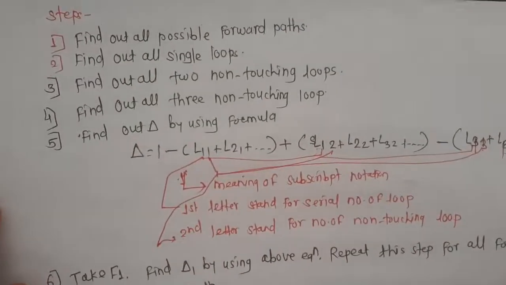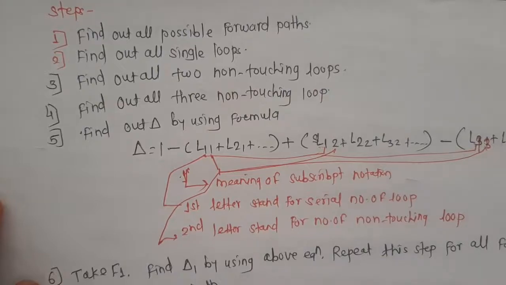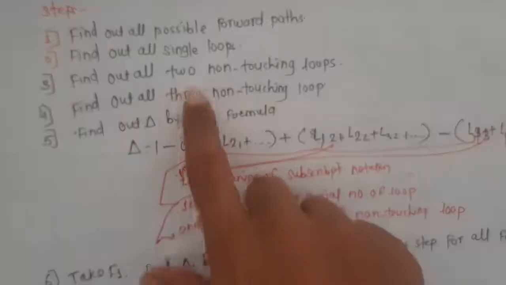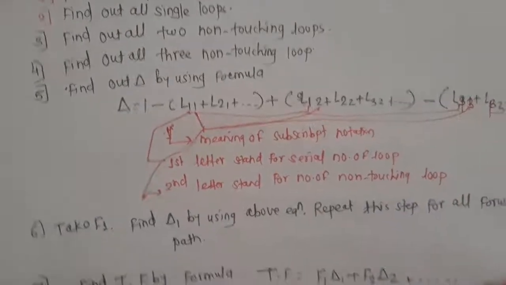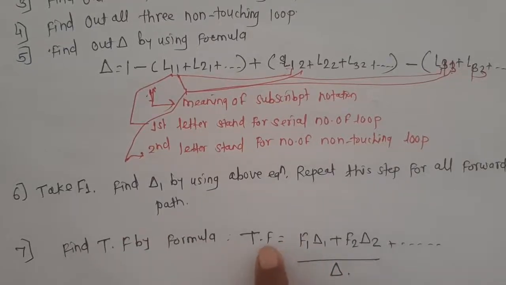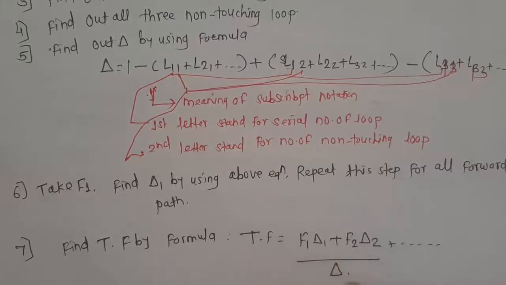After that, we have seen the steps. The first step is to find out all possible forward paths. After that, find all single loops, then two non-touching loops, then three non-touching loops, and after finding that, put all those values in Del and calculate Del. After getting Del, put that value in our transfer function formula, that is the summation of Fi Del i, means there will be addition. So the final transfer function is equal to F1 Del 1 plus F2 Del 2 upon Del.